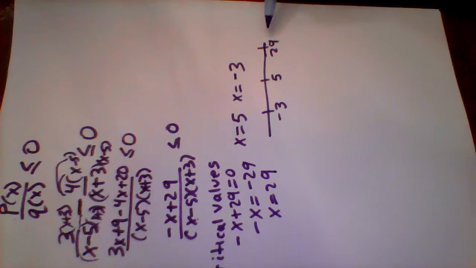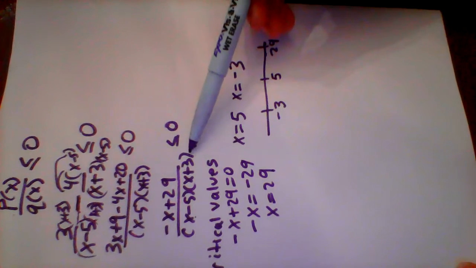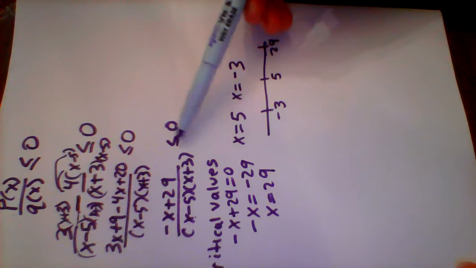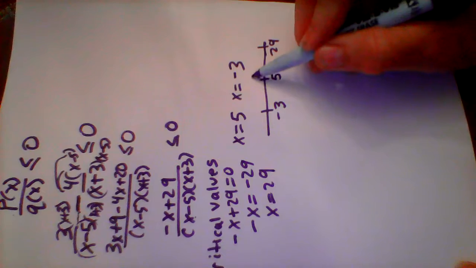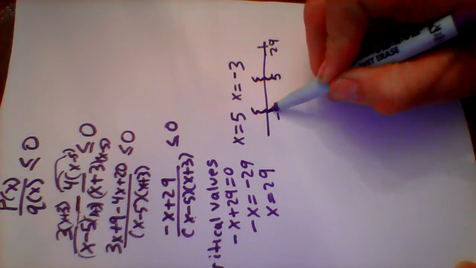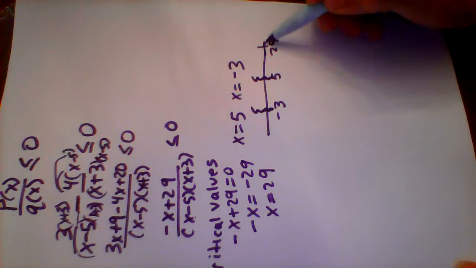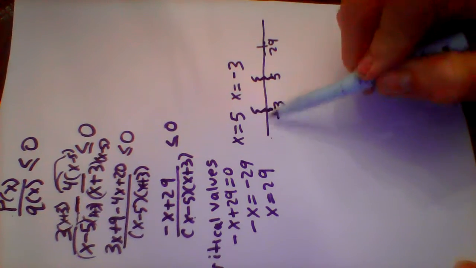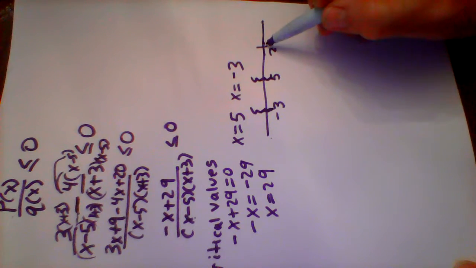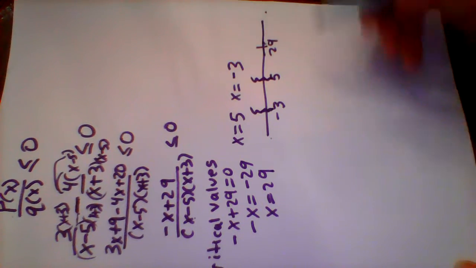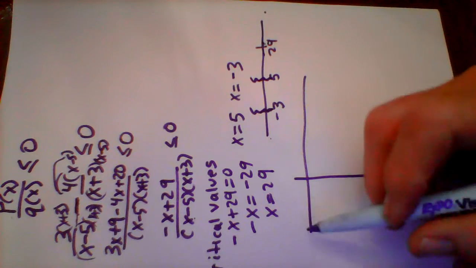When I make my number line, I usually tell myself what can't be 0. We never want a 0 in the denominator, so no matter what our answer comes out to be, we don't want to use positive 5 or negative 3. So I just put a little mark on my number line to remind myself of that. This shows me the intervals I'm going to test. So I'm going to test from negative infinity to negative 3, negative 3 to 5, 5 to 29, and 29 to infinity.